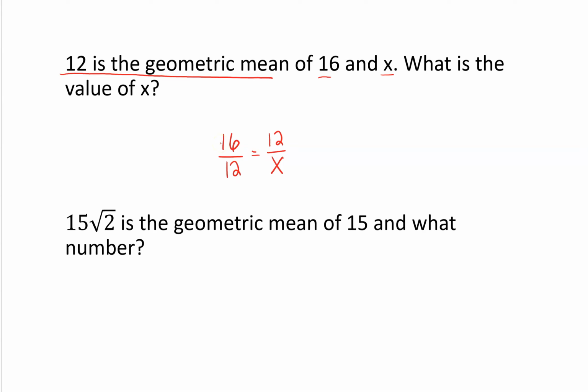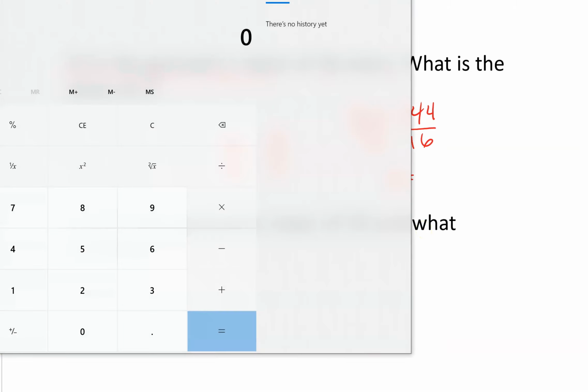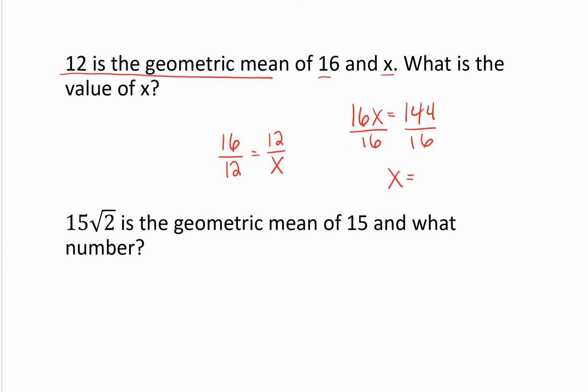Okay, so in this case, I would multiply 16 times x, and that equals 12 times 12, which is 144. And then to solve this, I divide by 16. x equals 144 divided by 16, which off the top of my head, I don't know. So I'm going to do 144 divided by 16, and that equals 9.